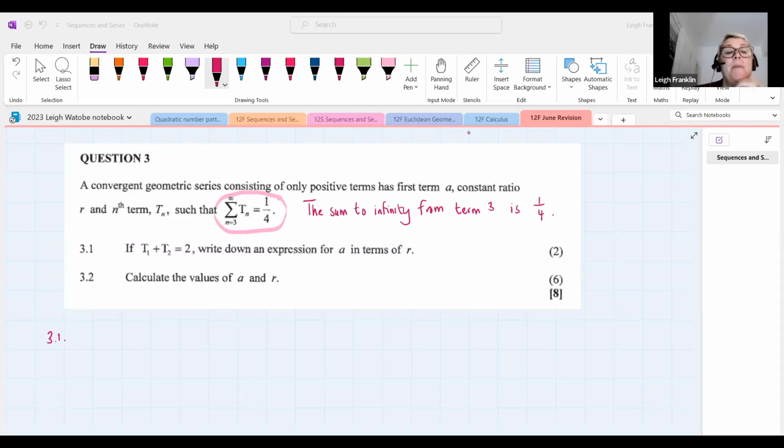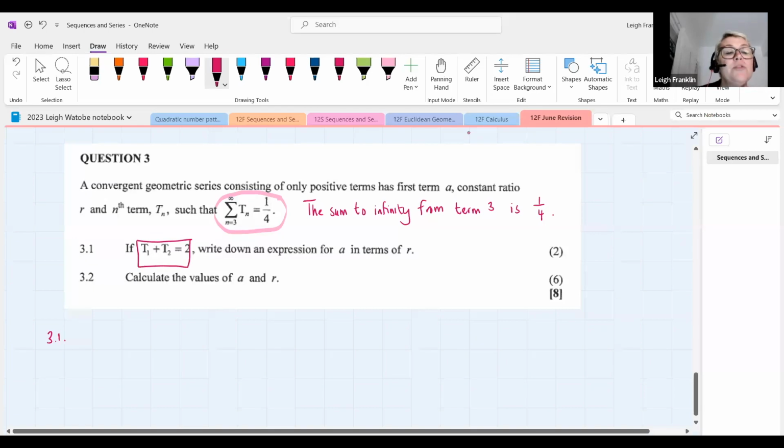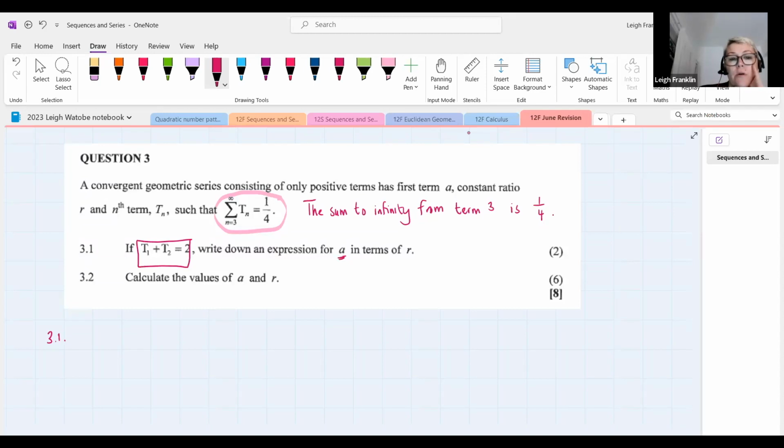But how would we work with this? If term 1 plus term 2, they want us to write an expression for A in terms of R. So they want us to make A the subject of the formula, and we have to have it in terms of R over here. So how would we write it?